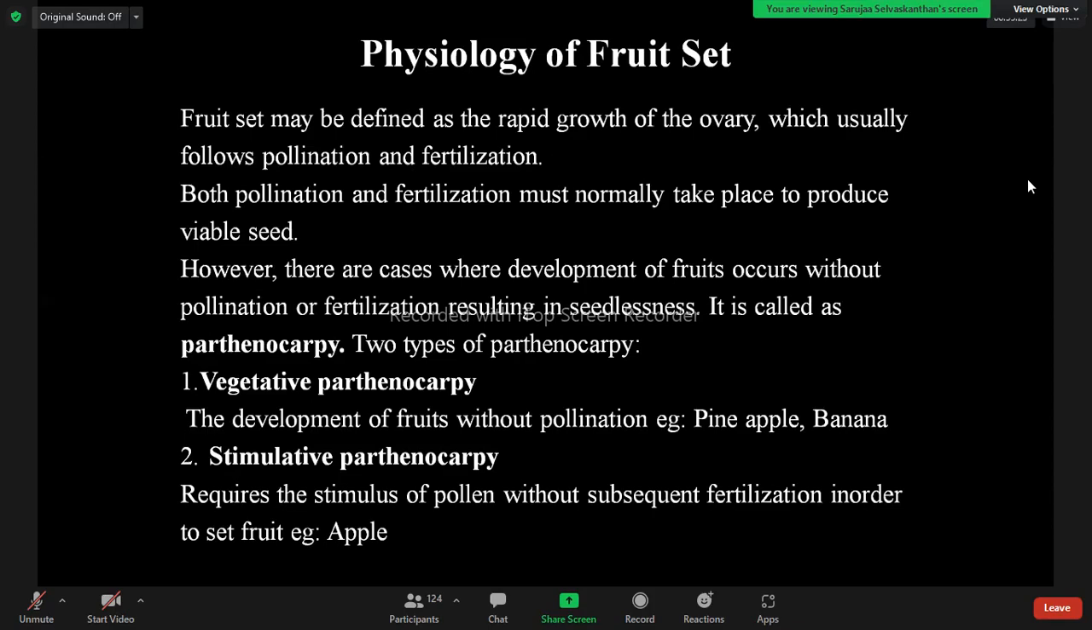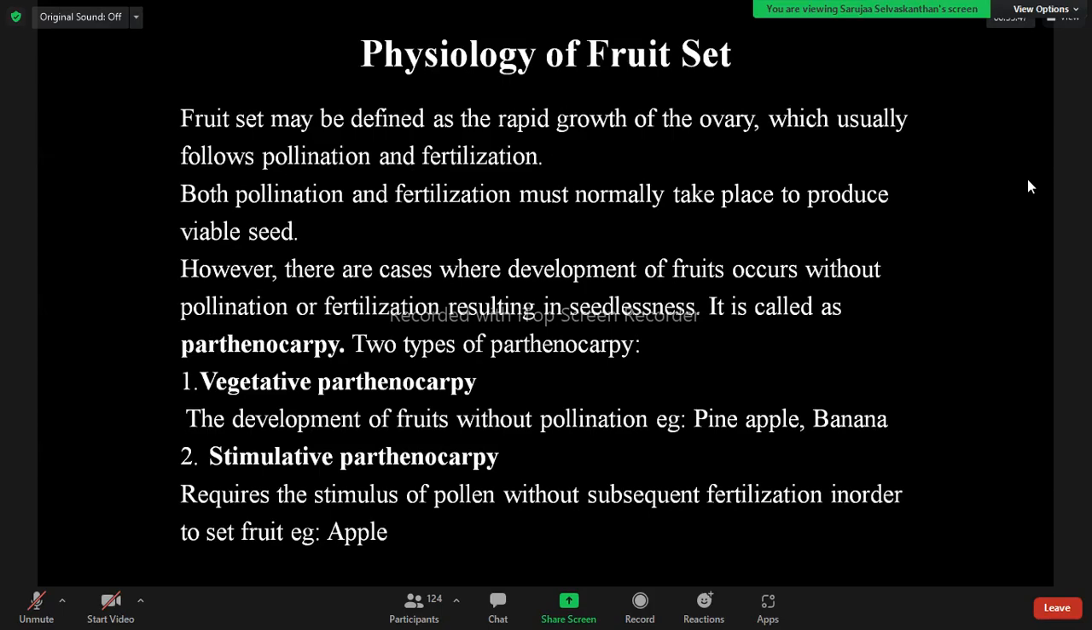But in some special cases, fruit development takes place without pollination and fertilization, which results in seedlessness. That is called parthenocarpy. There are again two types of parthenocarpy. One is vegetative parthenocarpy. The second one is stimulative parthenocarpy.